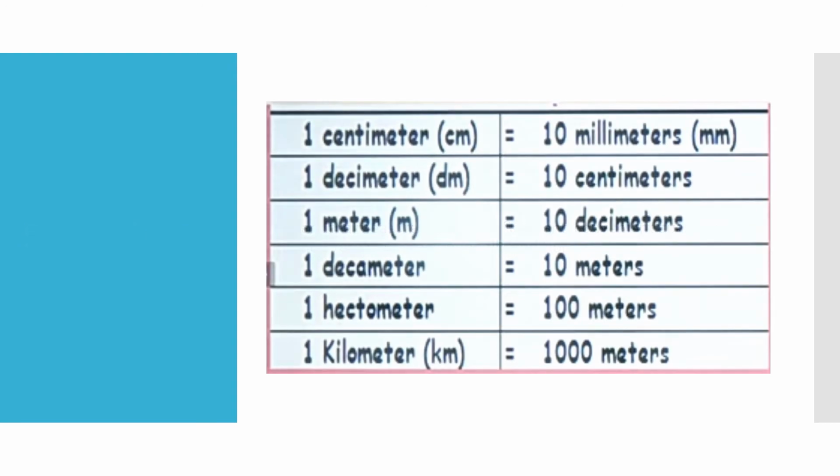The standard unit of length is the meter, and we have different units through which we can measure length. 1 centimeter equals 10 millimeters, 1 decimeter equals 10 centimeters, 1 meter equals 10 decimeters, 1 decameter equals 10 meters, 1 hectometer equals 100 meters, and 1 kilometer equals 1000 meters.